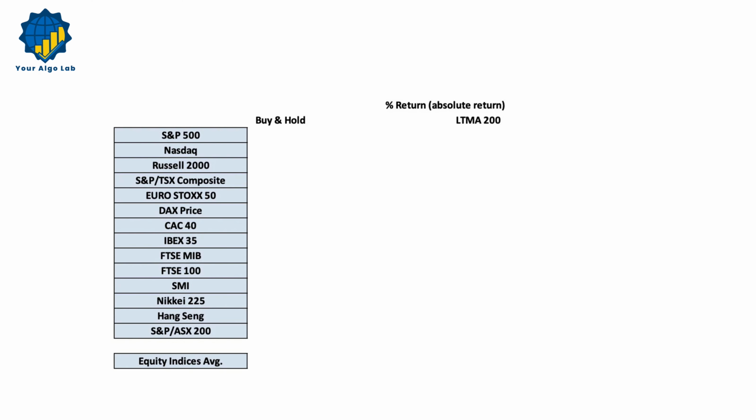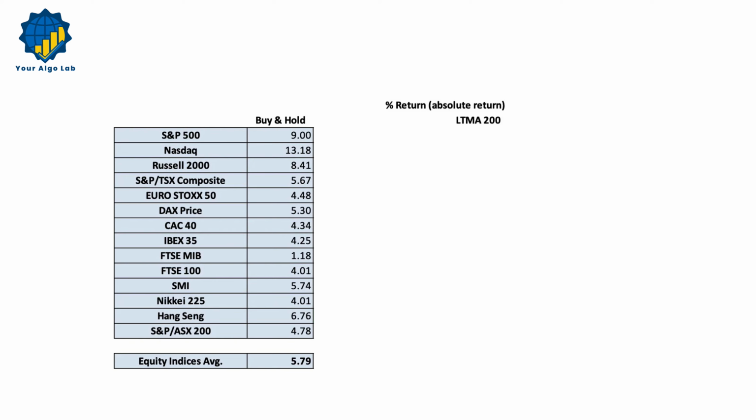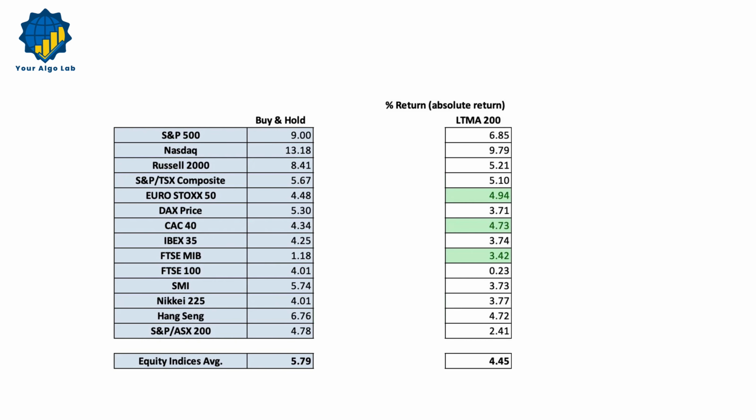Returning to our long-term moving average strategy, we have already implemented our benchmark buy and hold strategy and the 200-day moving average strategy. Here we focus on their annualized returns, highlighting where the 200-day moving average outperformed the benchmark for clarity. For our long-term moving average strategy, we have only one parameter to consider: the moving average window.